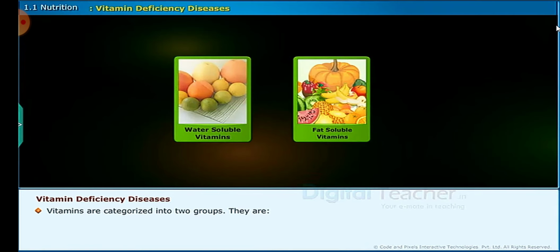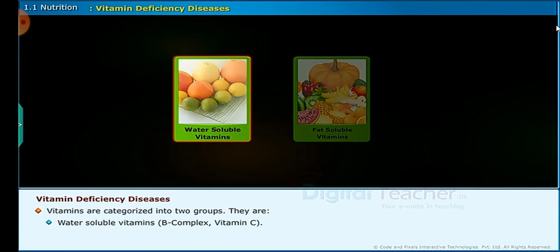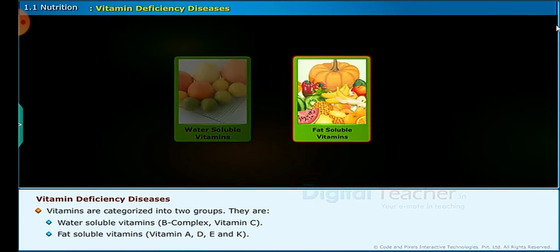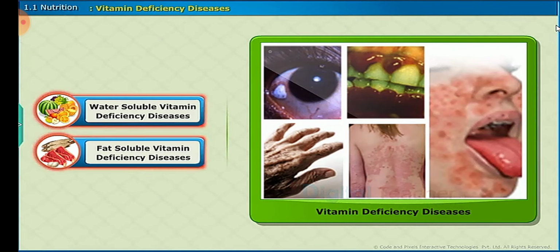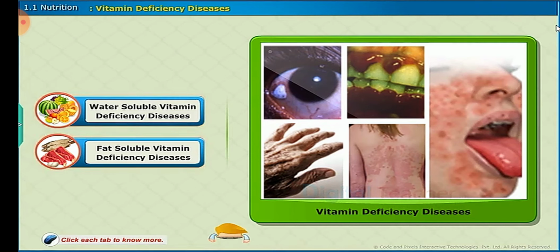Vitamins are categorized into 2 groups. They are water-soluble vitamins, B complex and vitamin C, and fat-soluble vitamins, vitamins A, D, E and K. Let us study the vitamin available sources and deficiency diseases. Click each tab to know more.